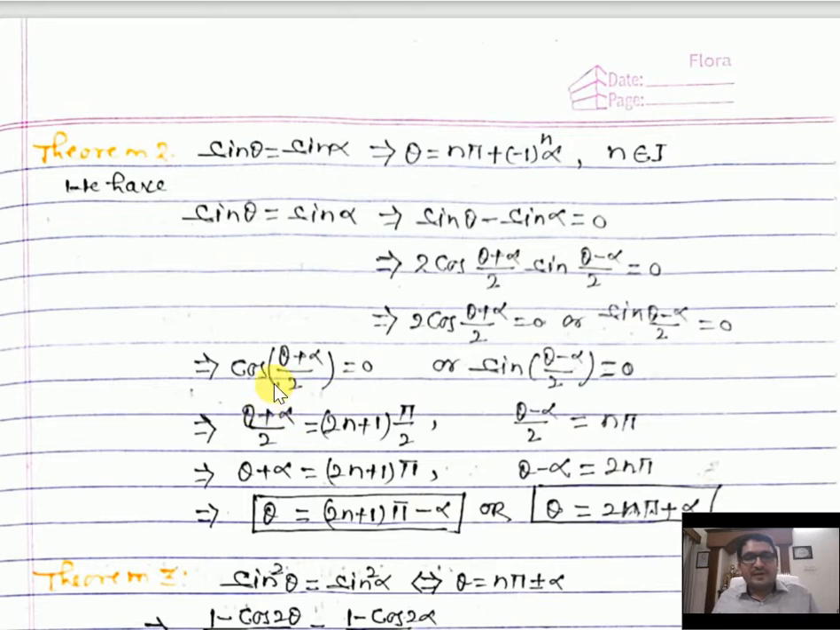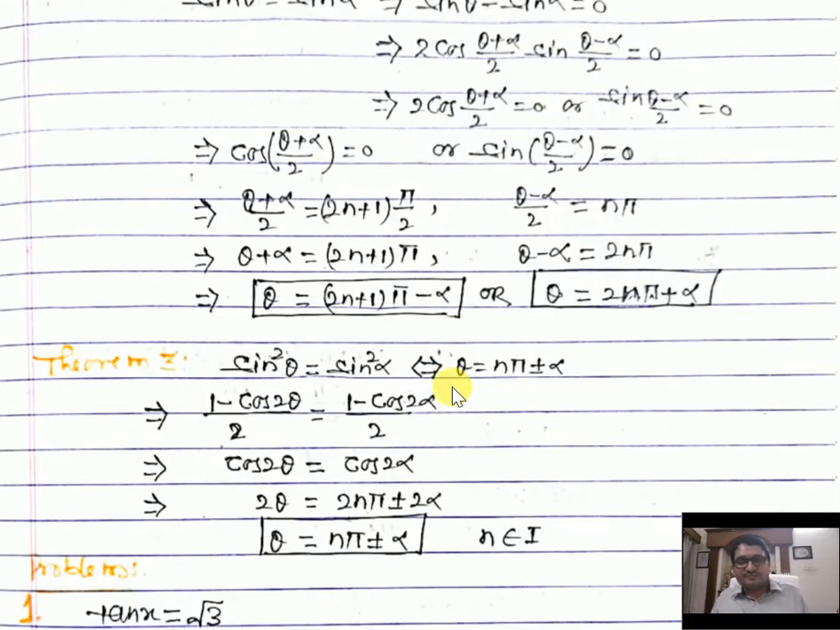Then you can apply the cos theta equal to cos 0 identity. (Theta plus alpha) upon 2 is equal to (2n plus 1) pi upon 2. 2 and 2 get cancelled. Theta plus alpha equal to (2n plus 1) pi, and theta will be equal to (2n plus 1) pi minus alpha. Similarly, sin (theta minus alpha) upon 2 equal to 0, so (theta minus alpha) upon 2 equal to n pi, theta minus alpha is equal to 2n pi, and then theta will be equal to 2n pi plus alpha.